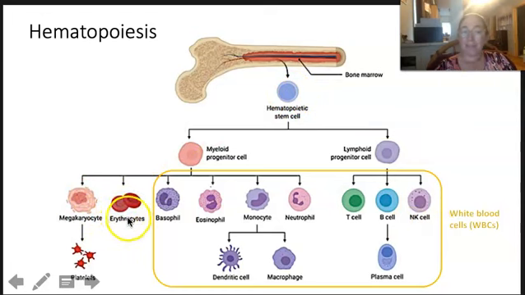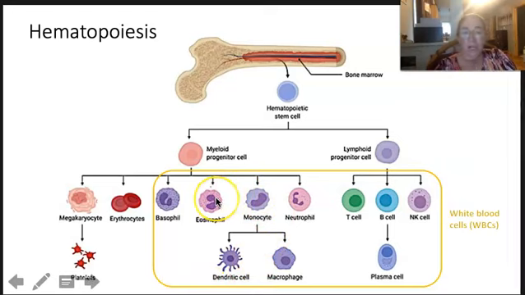Red blood cells, platelets, which are technically not cells themselves, they are fragments of a large cell called a megakaryocyte. So they're little fragments that help with blood clotting. And then the various lineages of white blood cells. So all of the cells in this yellow box here are various types of white blood cells. And there's actually more than that, more subcategories. But we won't get into those at this level. That's for an immunology course.